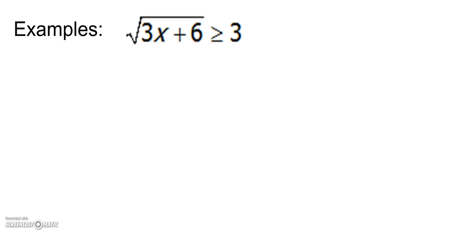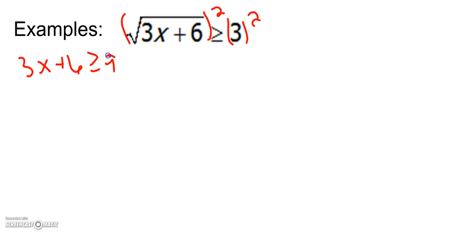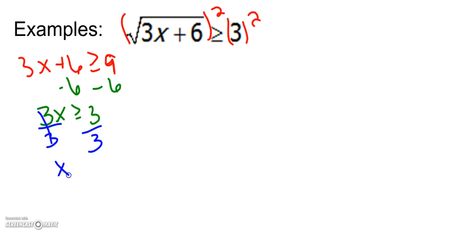Alright, the next one, I've got the square root of 3x plus 6 is greater than or equal to 3. So this one again, isolate the radical, which is already done for you. So then I can go ahead and square both sides. So you get 3x plus 6 is greater than or equal to 9. Now I'm going to solve for x. So subtract 6 from both sides. So 3x is greater than or equal to 3. Then divide by 3. So x is greater than or equal to 1.